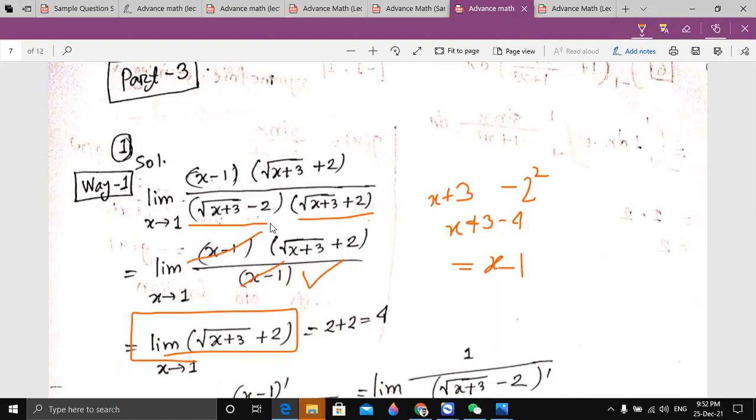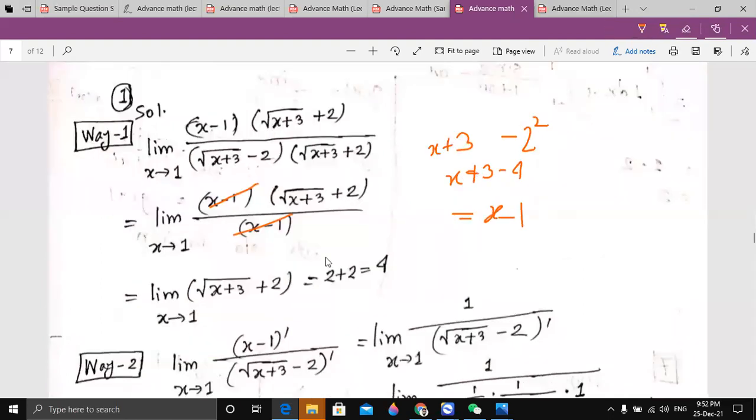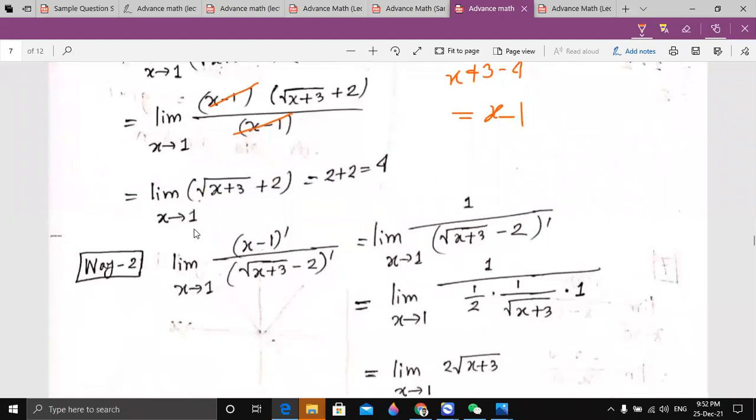You see here we can cancel x minus 1, x minus 1. So we get a single line, and that was our target. It is the benefit of multiplying using the conjugate, okay? So now we can just plug in a value here. If I plug in 1 here, so 1 plus 3 is 4. So root over 4 is 2. So 2 plus 2 is 4, okay?